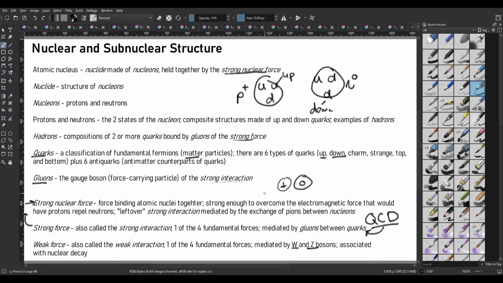We learned that the atomic nucleus is made up of nucleons, or protons and neutrons. It's bound together by the strong nuclear force. Now the nuclear force is in there to signify that it deals with the nucleus.